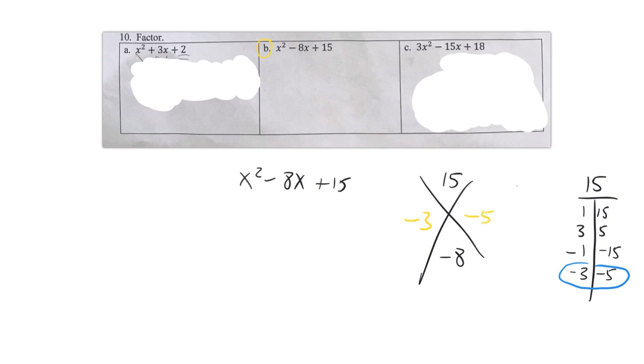And then it's the case that it's going to be x, x, and then we have our -3, -5, and that's the answer there.